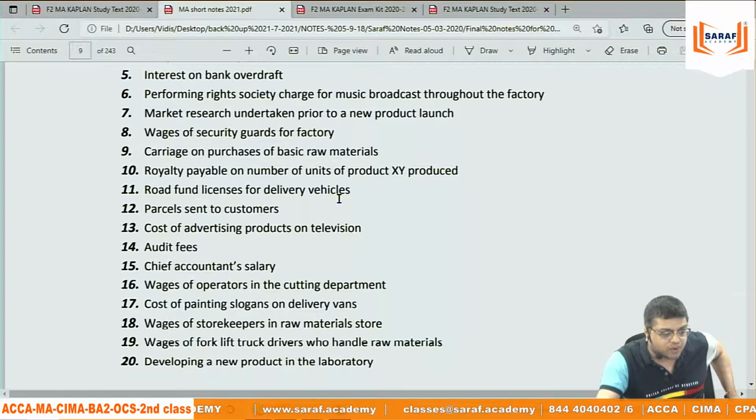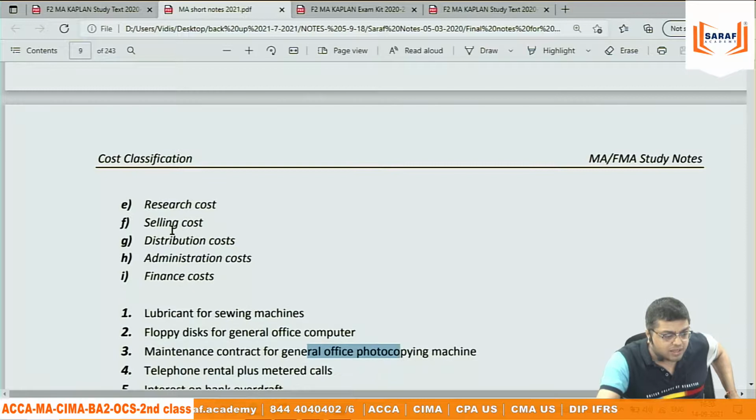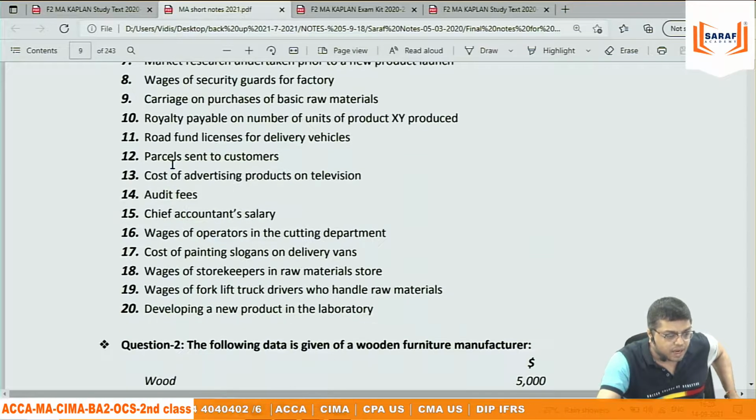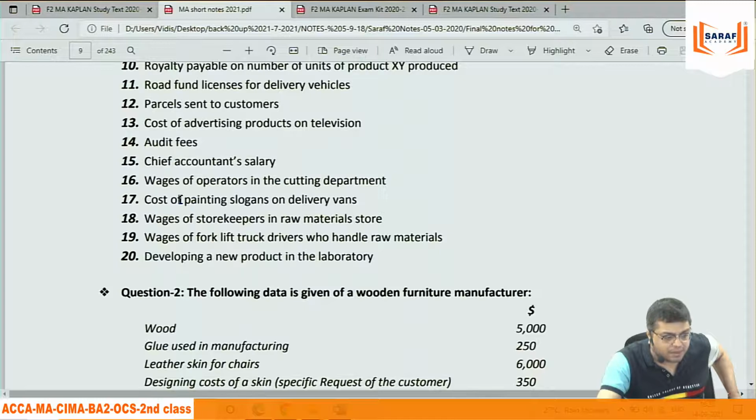Road fund license for delivery vehicles, distribution. License fee for vehicles which are used in distribution. Parcel sent to customer, for sample they have not written, so it is distribution. If for sample, then it is selling, advertisement. Cost of advertising products on television, selling. Audit fees, office, chief accountant salary, office admin basically.